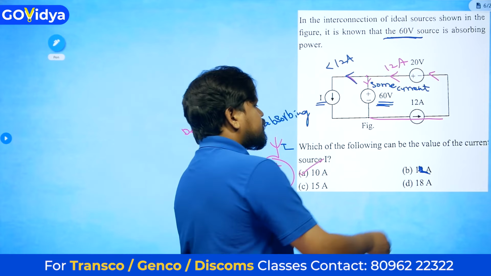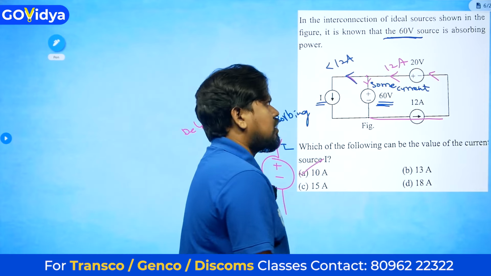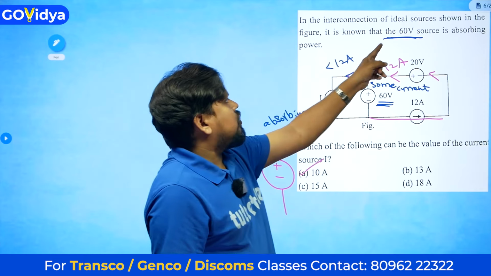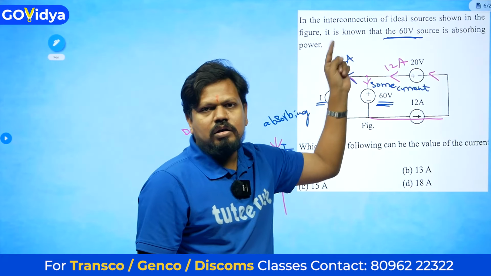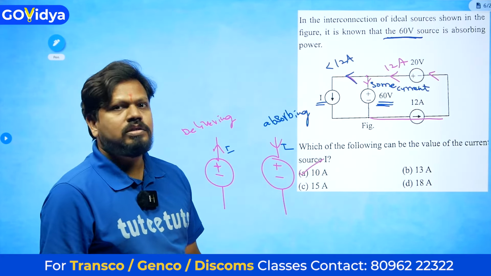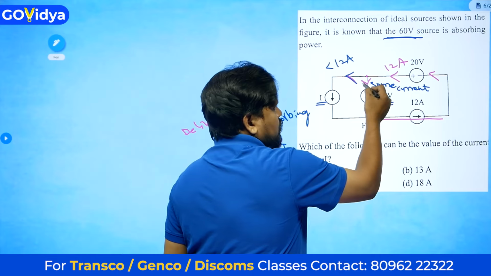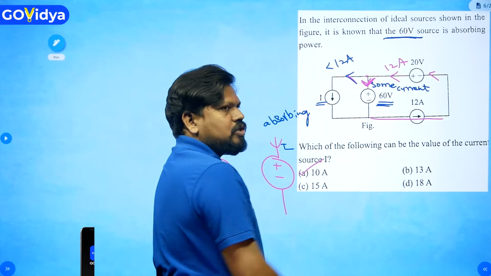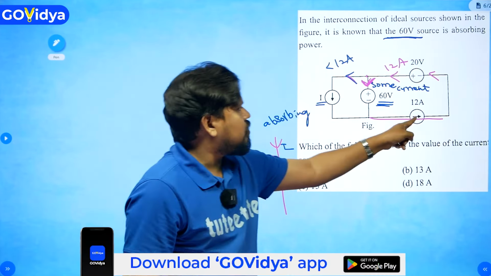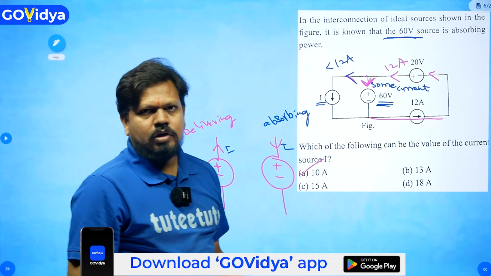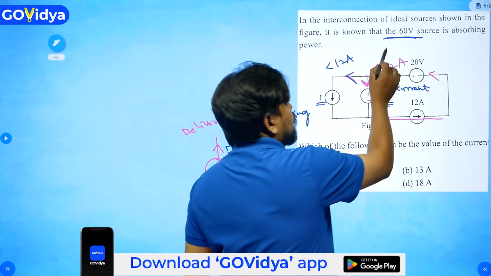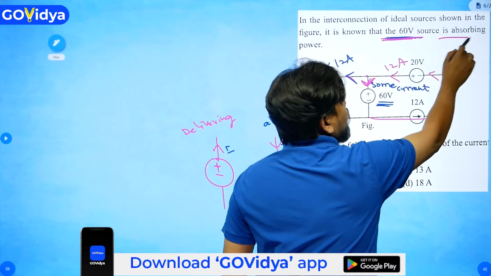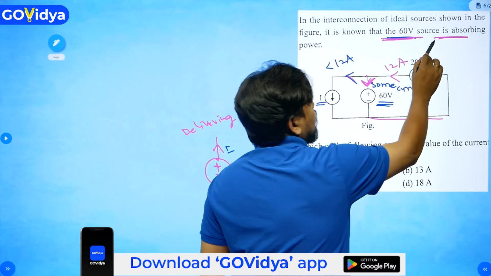Otherwise, let's change the condition. It is known that the 60 volt source is neither absorbing nor giving any power. That means the current here is zero, understanding? The current here is zero, that means I current is equal to 12, that's it. The same condition only they can modify. I'm just modifying the question a little bit.